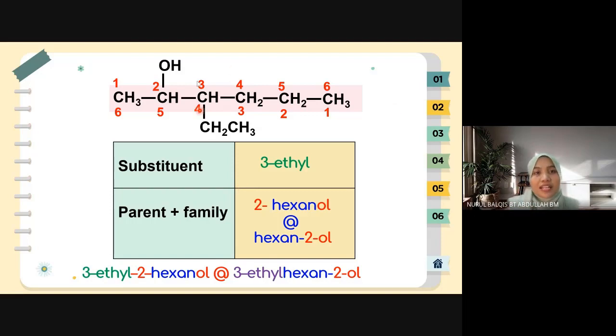Can I know what is the class of alcohol for this compound? If they are attached to 2 alkyl groups? Secondary. Okay, good. Secondary.